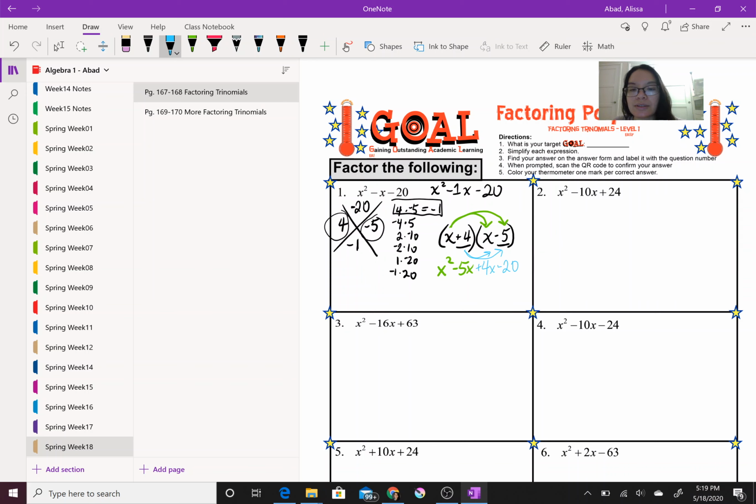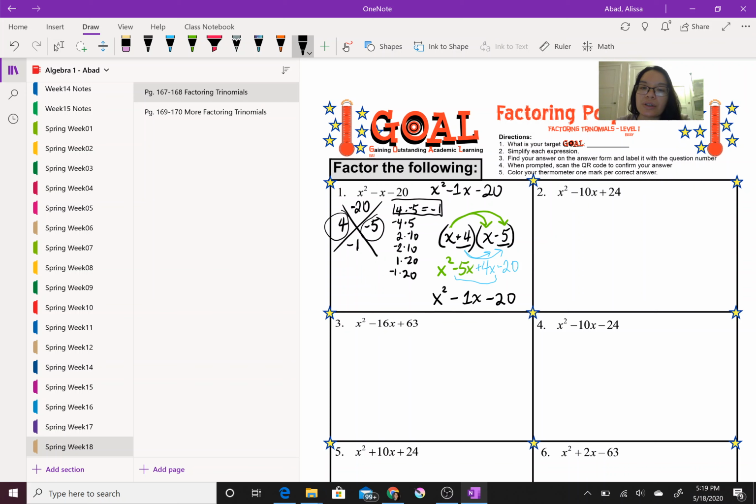And let's make sure to combine any like terms. I see that I can combine negative 5x and 4x together. That's going to make a negative x. What I have here is I get back x squared minus 1x, or minus x, minus 20. So isn't that the same thing as what we started with over here?